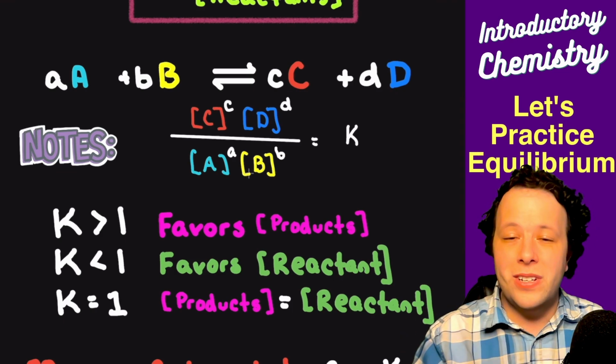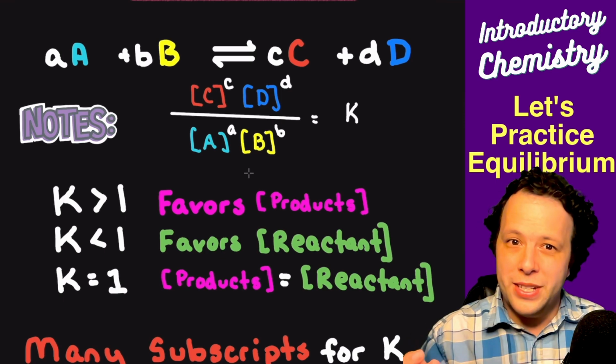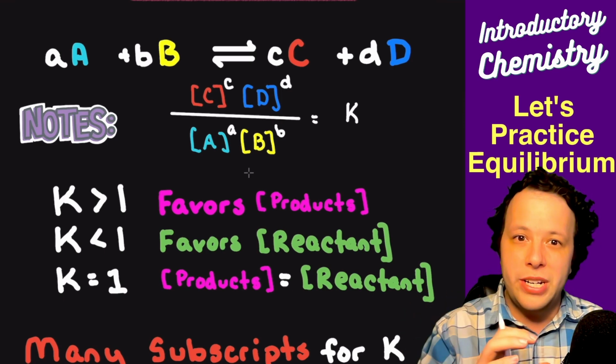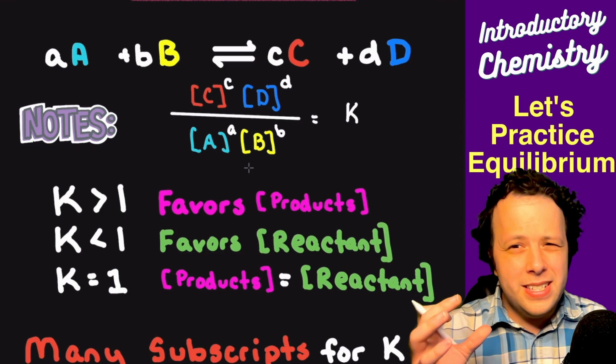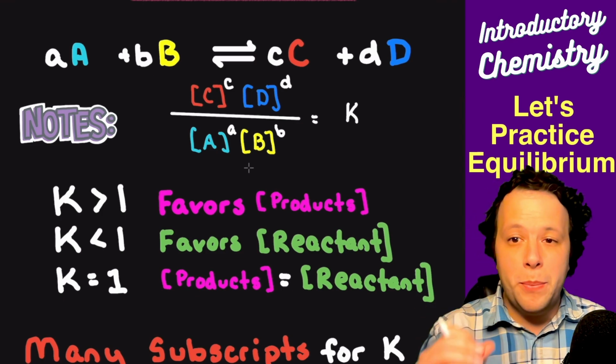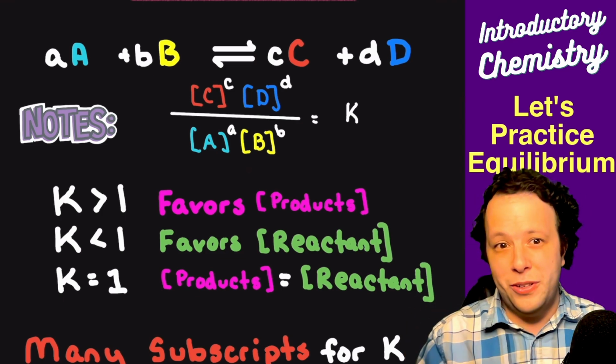Now from there, K can also be in the middle, where it's equal to 1. This is when the concentrations are equal to each other. This is a very, very rare situation, but it is possible for this to happen too.